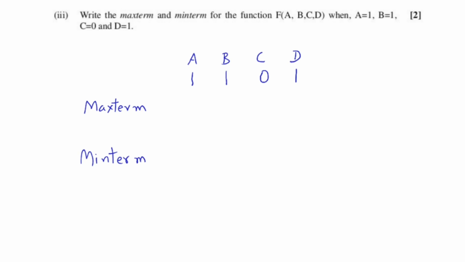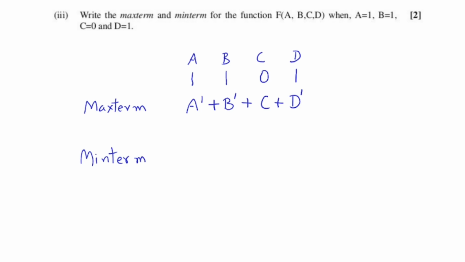Now max term refers to the sum terms, and here when the literal is 1, we take the complement. When the literal is 0, we take it in uncomplemented form. That is, this will become a complement, b complement, c, d complement. And remember, max term means the sum terms, so we'll have plus over here.